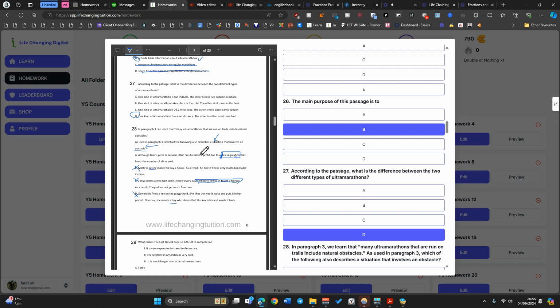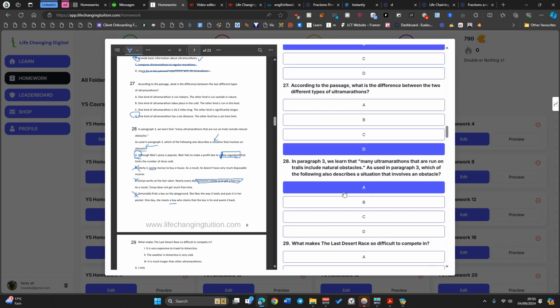Blair wants to sell pizza and wants to make more money, and this new regulation is completely stopping him from making more profit because it limits the number of slices sold. And it's obviously an obstacle that is hindering his goal, something that he wants to do. And I would say that's similar to running on a trail that includes a natural obstacle. That obstacle is in the way and you don't particularly want it to be there, right? So option A would be the best option there. It's a very, very nuanced question, but if you understand the different sentences and what context they're in, you should get A from that.